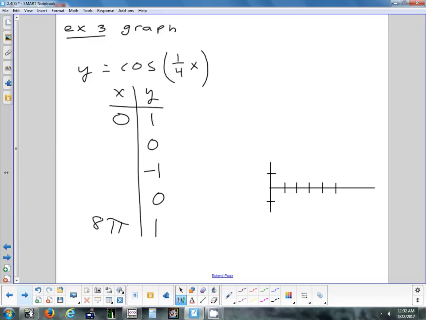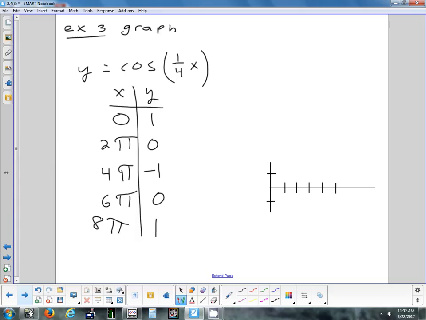Because the period is 8 pi, it's going to be very easy to do the averages this time. We're not going to have any fractions. What's the average of 0 and 8 pi? 4 pi. And then average 0 and 4 pi again. And average 4 pi and 8 pi. 6 pi.